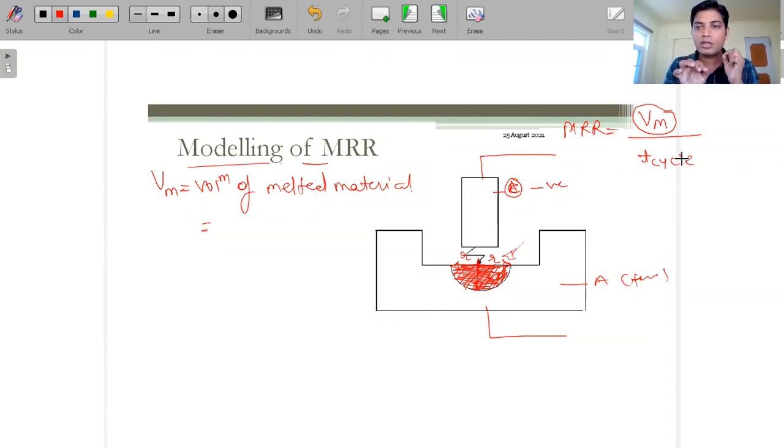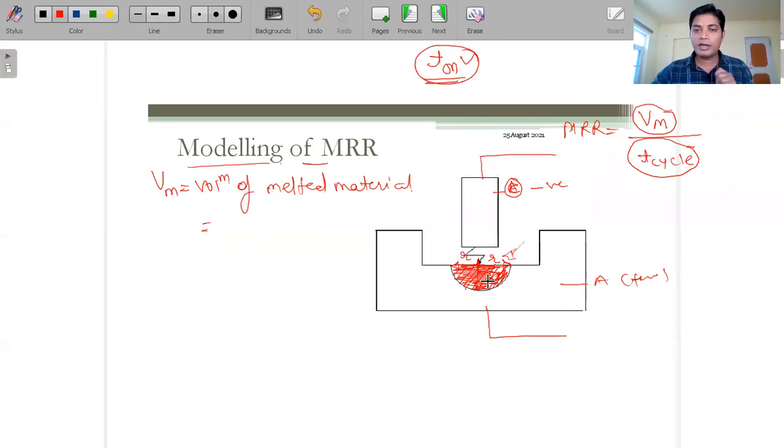The question can be raised that this material is removed only when the spark is generated, and the spark is generated when the time is on. You can ask me why I am writing the cycle time, and why we are not writing only when the power is on. Because the material is removed during that time only.